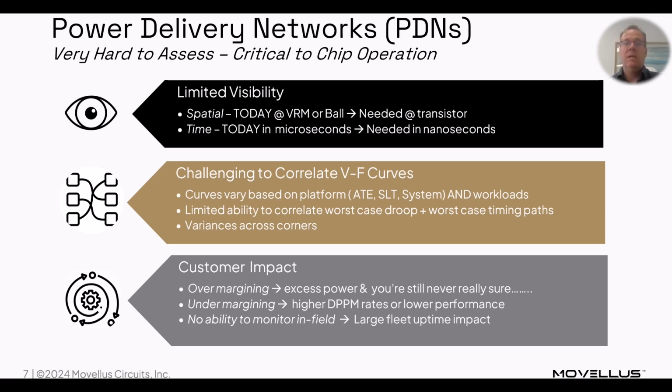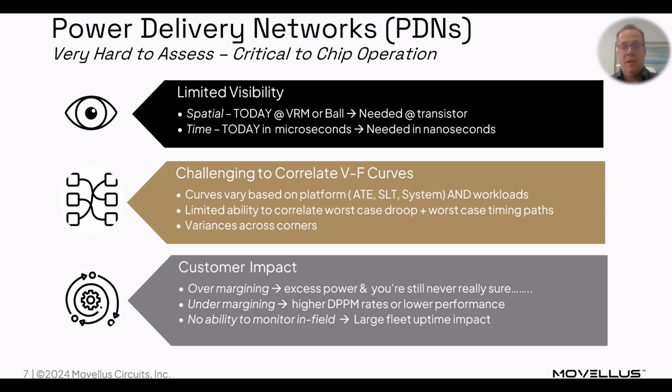And so what this leads to is either over-margining, where you're raising the supply too high and wasting power. Recall that the power equation for power consumption is CV squared F. So it's a square function of voltage. So every millivolt of over supply translates to a significant amount of power wasted. So you may be over-margining because you don't have visibility as to what's actually going on and wasting power.